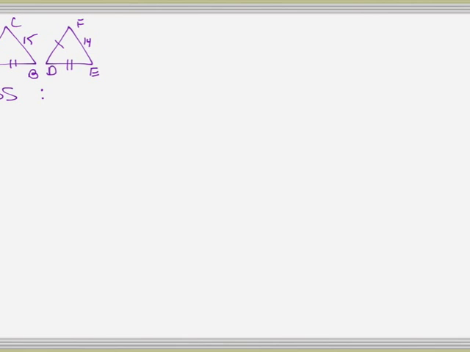Now using that information, what can we conclude in here? Angle A is bigger than angle D. Across from the bigger side will be a bigger angle. So since 15 is bigger than 14, A is bigger than D.